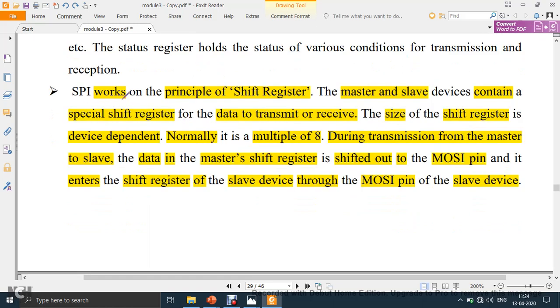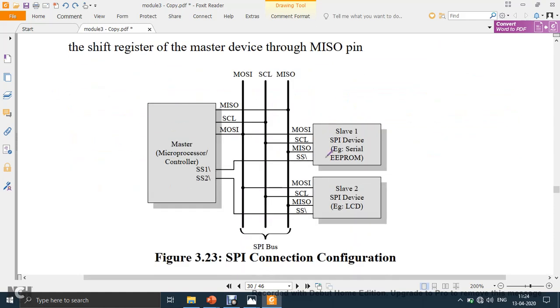SPI works on the principle of shift register. What that means is each device contains a shift register. This processor or controller which supports SPI also has a shift register here. This device will also have a shift register like this. So what is the width? Usually the width of the shift register is a multiple of 8. It can be 8 bits, 16 bits, 24 bits like that.